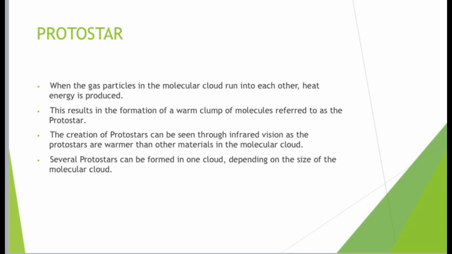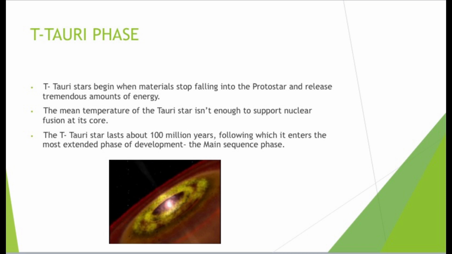And the third stage here is the T-Tauri phase. T-Tauri stars begin when materials stop falling into the protostar and release tremendous amounts of energy. The mean temperature of the T-Tauri star isn't enough to support nuclear fusion at its core. The T-Tauri stage lasts about 100 million years, following which it enters the most extended phase of development, the main sequence phase. And here is a picture that shows how the T-Tauri phase looks.